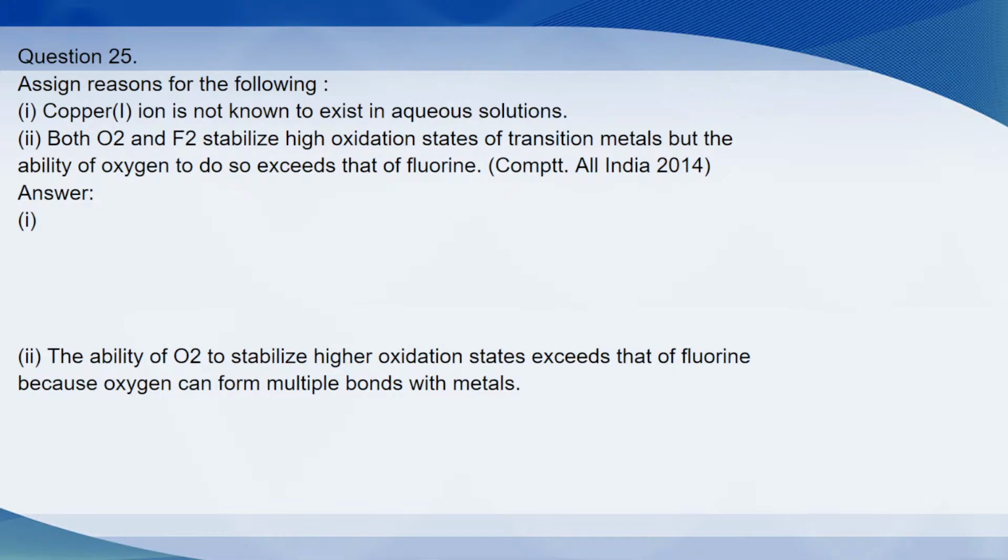Assign reasons for the following. Copper 1 ion is not known to exist in aqueous solution. Yes, Pranay, what is the reason? Why are they unstable? You are right, but why are they unstable? They are unstable in aqueous solution and undergo disproportionation.